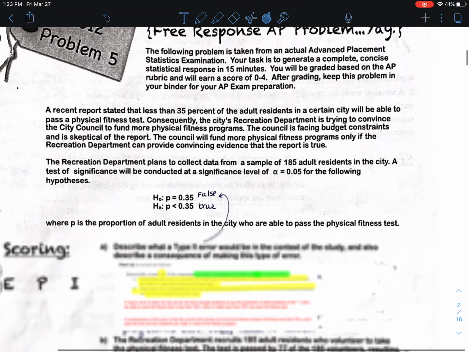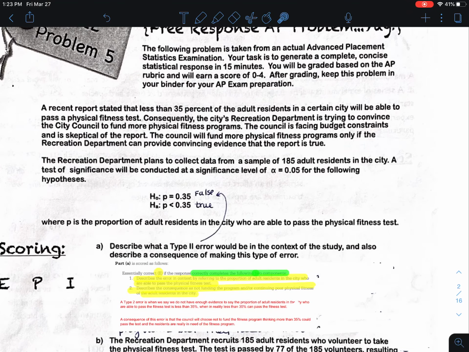Our next one here is talking about a recent report. It stated that less than 35% of the adult residents in a certain city would be able to pass a physical fitness test. Consequently, the city's recreation department is trying to convince the city council to fund more physical fitness programs. The council is facing budget constraints, and it's skeptical of this report, so they're only going to fund a physical fitness program if the recreation department can provide convincing evidence that this report is true. So the Recreation Department plans to collect data from a sample of 185 adult residents in the city, and a test of significance will be conducted at the 0.05 level.